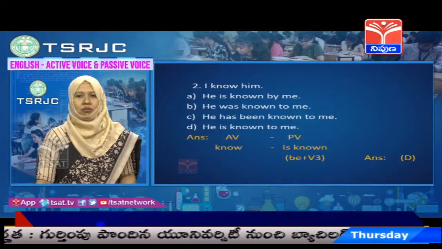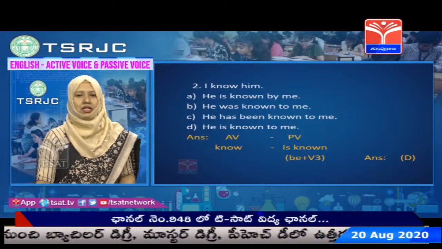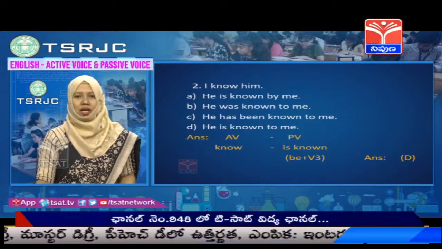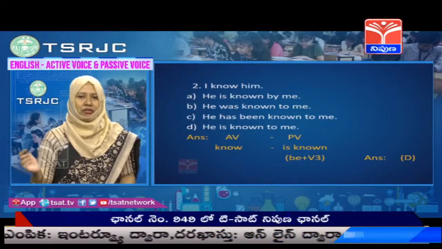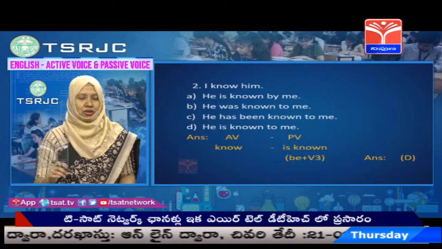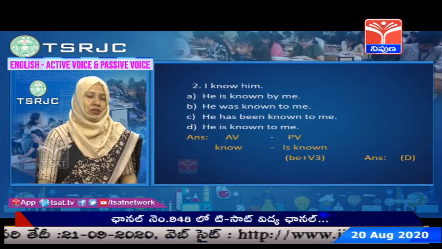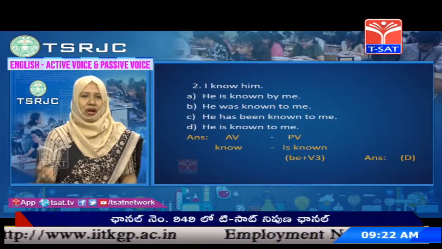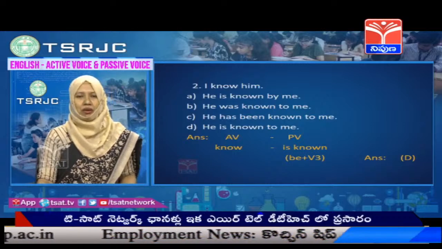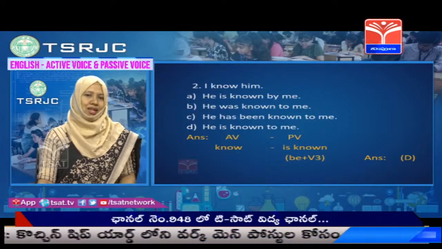Next, I know him. Options: A, he is known by me. B, he was known to me. C, he has been known to me. D, he is known to me. Again, remember the rule: subject becomes object and object becomes subject, and the verb changes accordingly. In this example, you have 4 options.